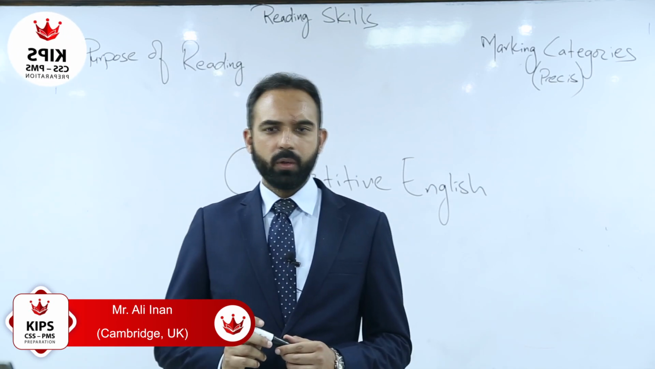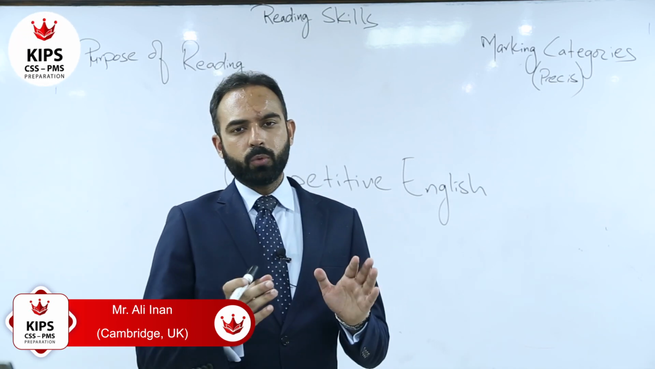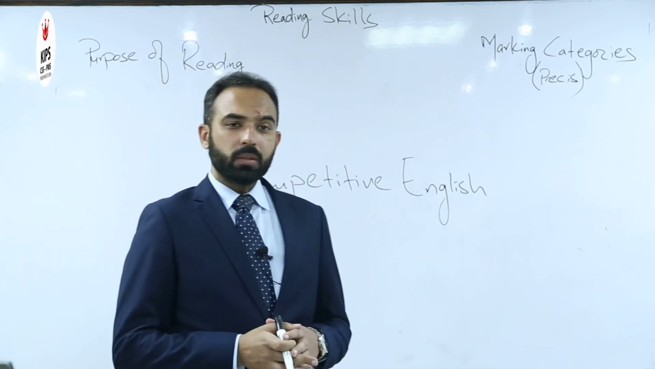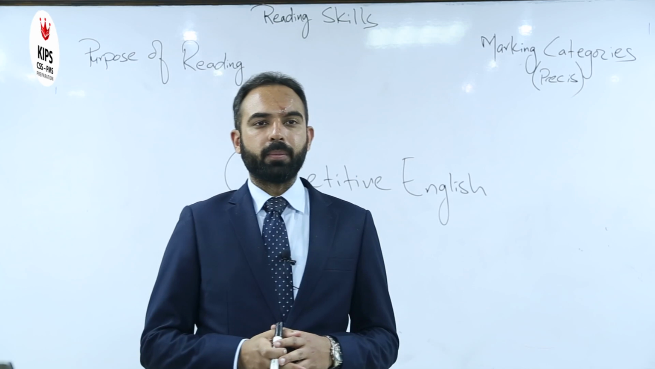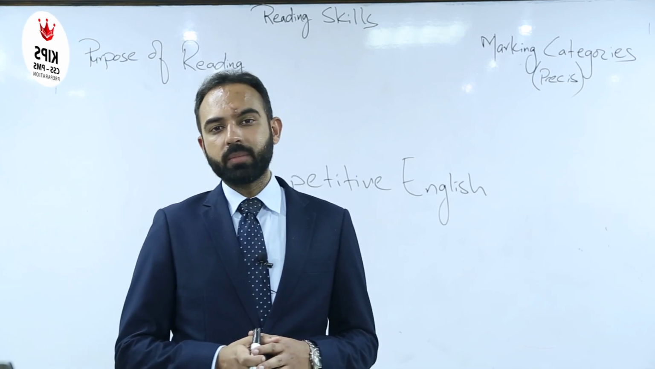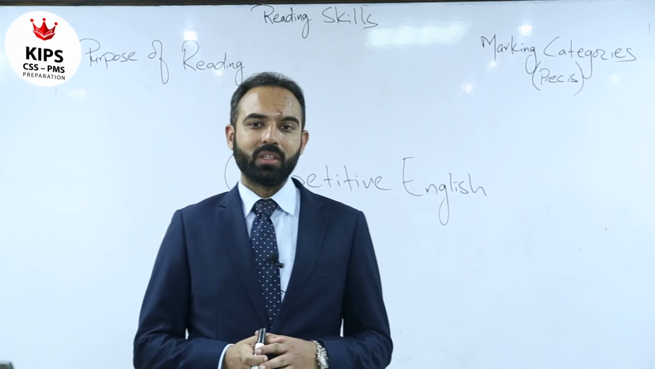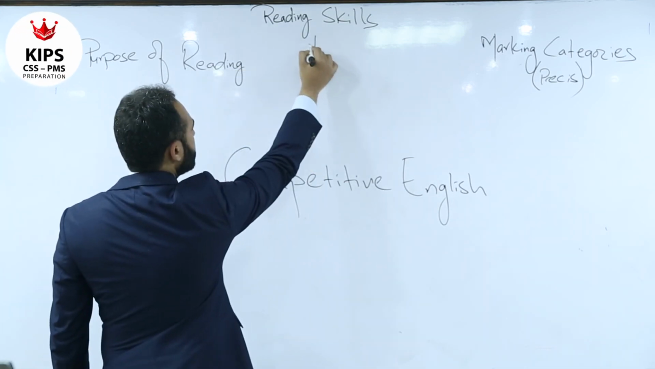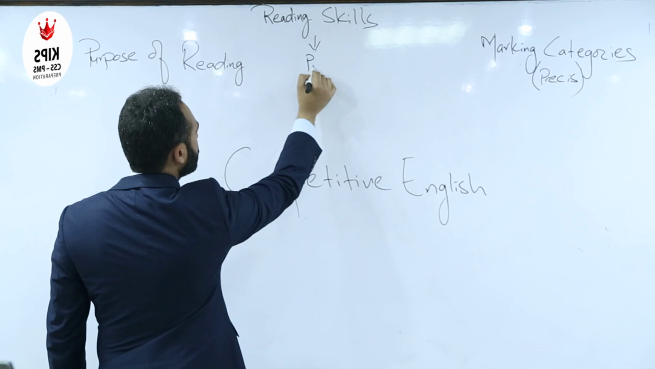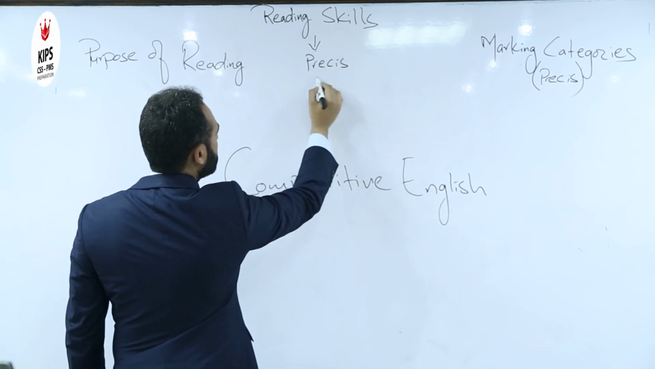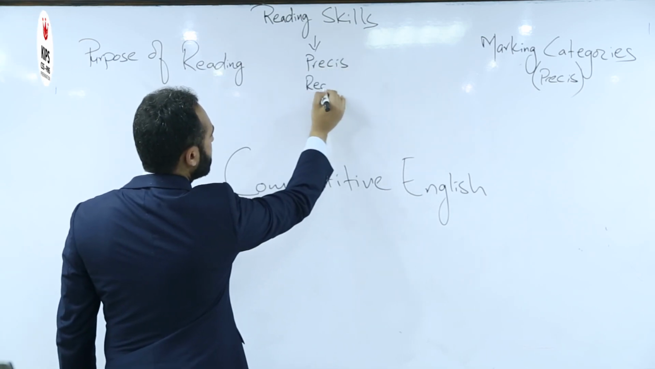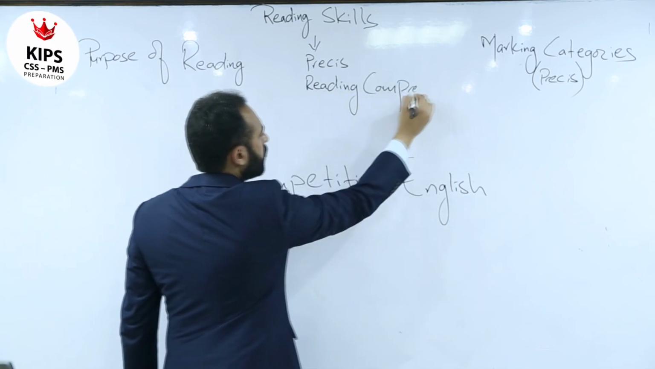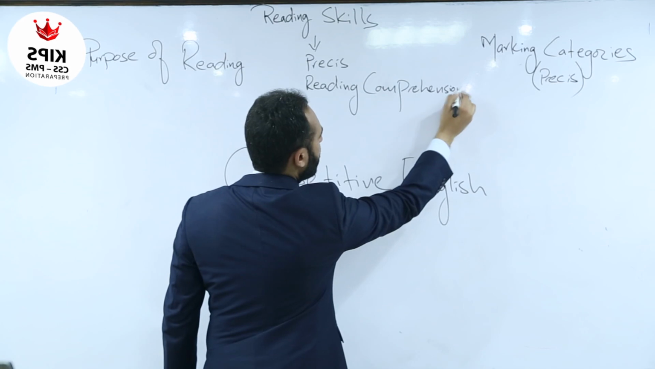Today we'll be briefly looking at the set of questions related to reading skills. This is the primary purpose of this paper. The paper is named after one of the questions related to reading skills, that is of Précis writing. So the test of reading skills is divided into two categories: Précis and reading comprehension. Both carry 20 marks each.